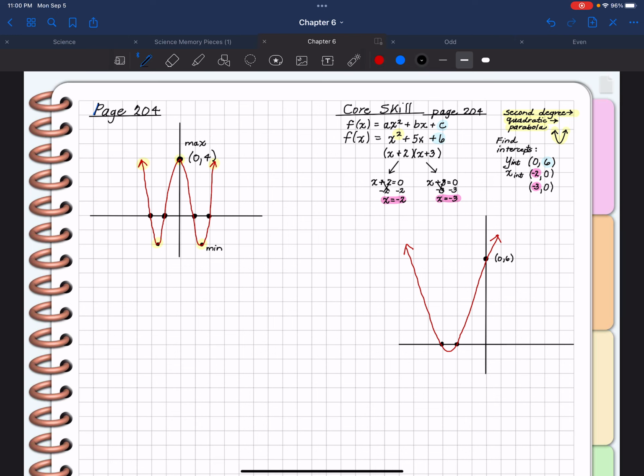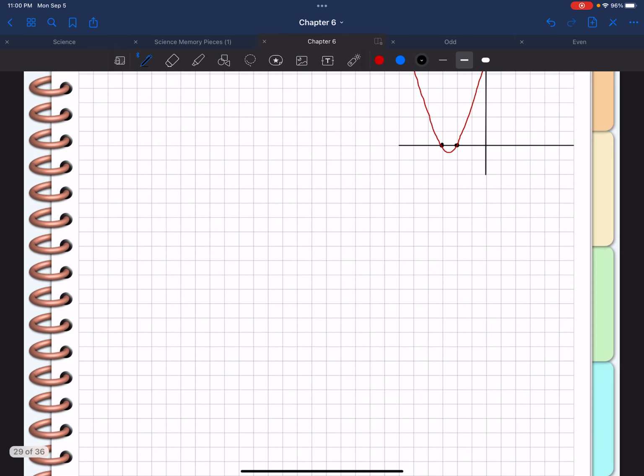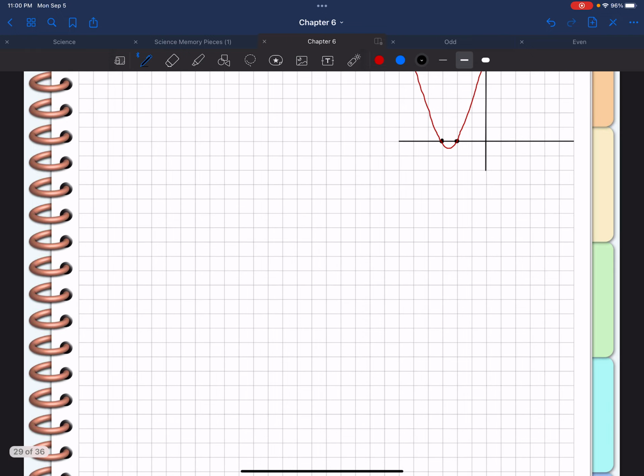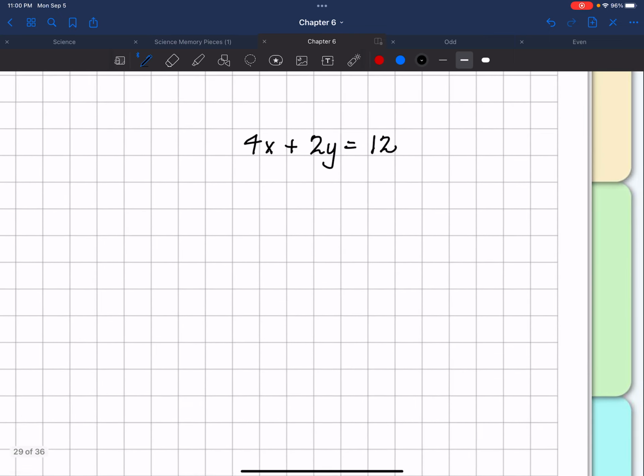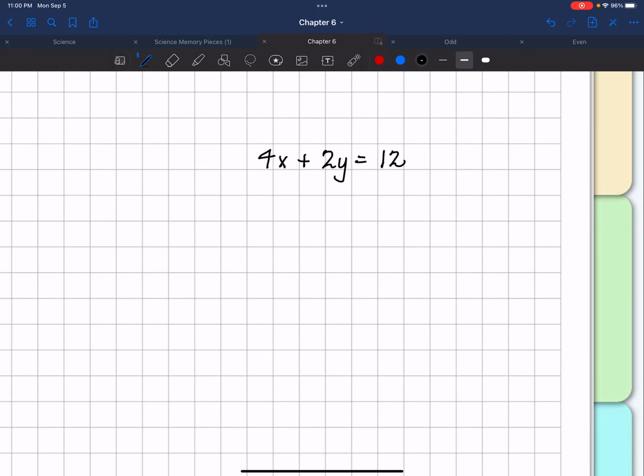Okay, there's another example on this core skill. What key features might you use to identify the graph of 4x plus 2y is 12? So let's think about this one for just a minute. I can tell you it's not quadratic because the x is to the first power. In other words, there's an imaginary ghost 1 sitting there.